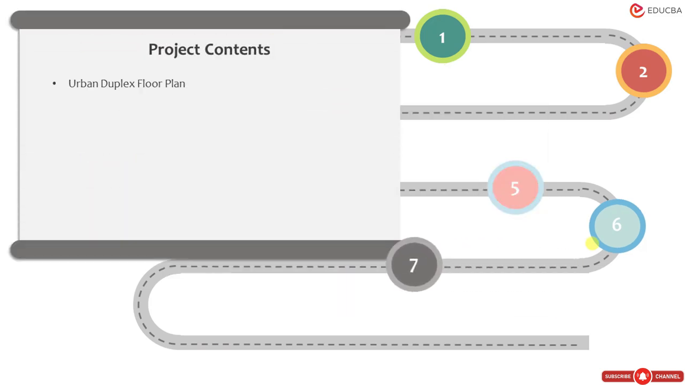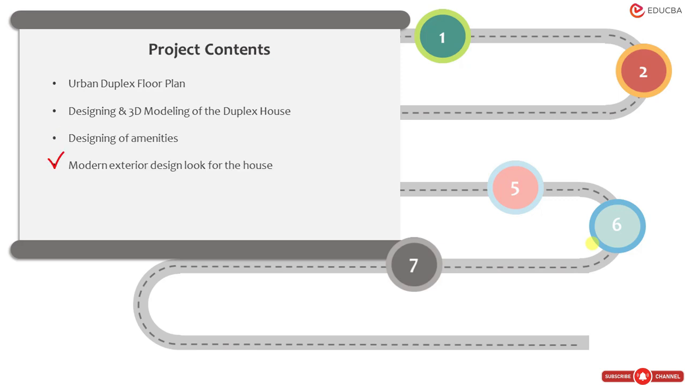Project contents are urban duplex floor plan, then designing and 3D modeling of the urban duplex house, then designing of amenities, modern exterior design looks for the house and V-Ray rendering of the exterior view.